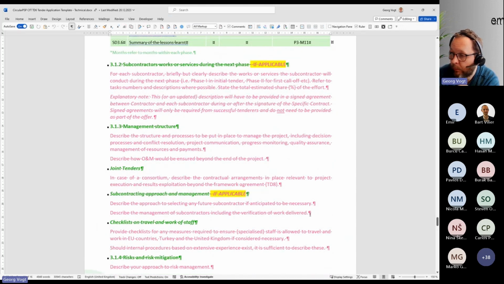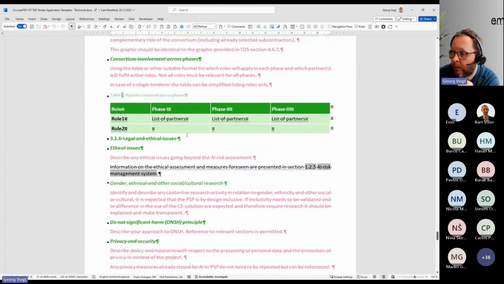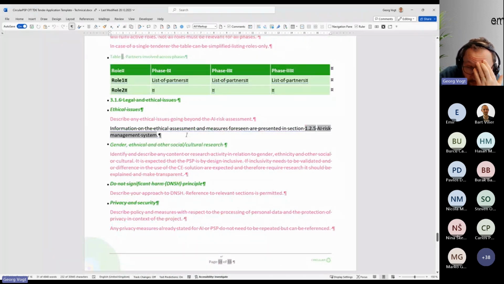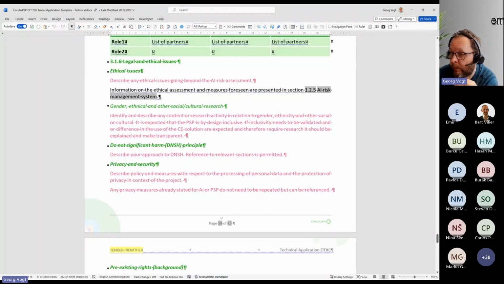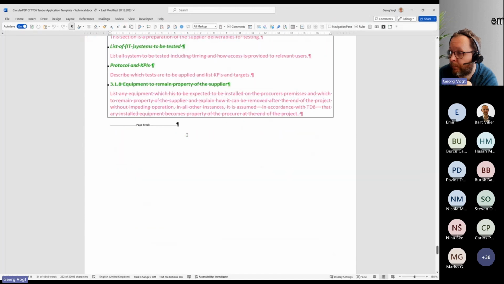So basically, if you don't do subcontracting, you can also delete these sections. Yeah, it's then up to you, and it's okay if you delete something which we clearly marked as something you can delete or not describe.